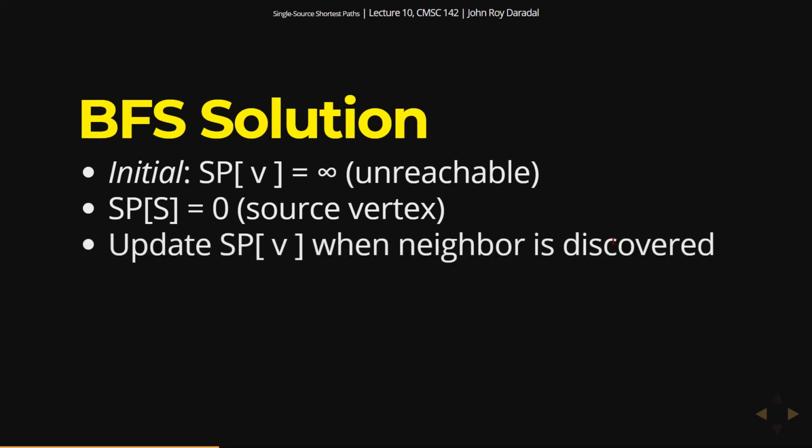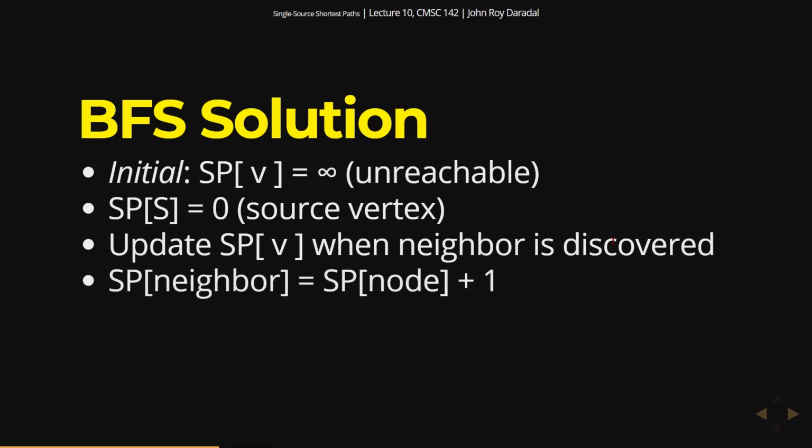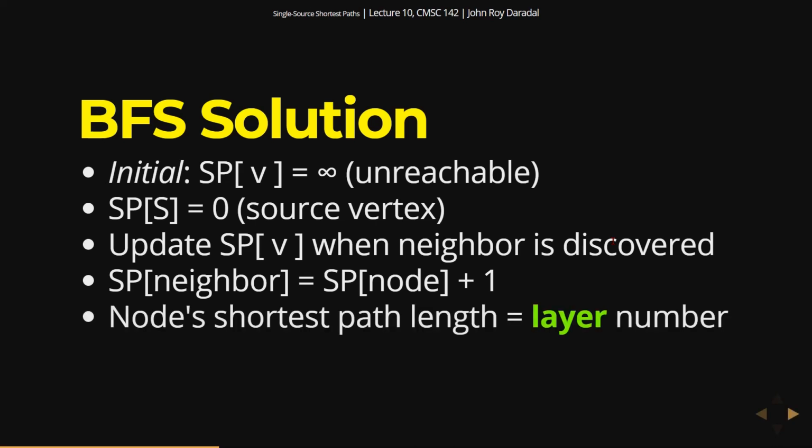And then each time we discover a neighbor in the BFS, remember that in BFS we're exploring the neighbors in a per layer fashion. So every time we discover a neighbor, we will update its shortest path. The shortest path of the neighbor will be equal to the shortest path of the current node plus 1, because you are traversing the edge basically. So you're adding the plus 1 for that edge. And then after everything has been solved, the node's shortest path length is equal to the layer number in which it was discovered.